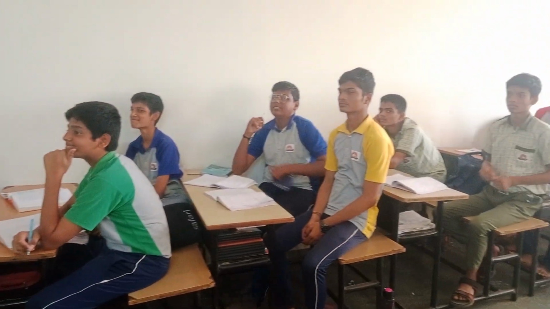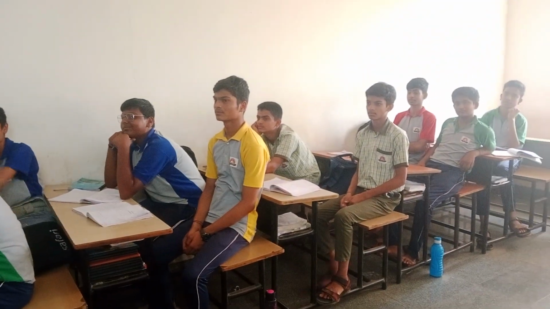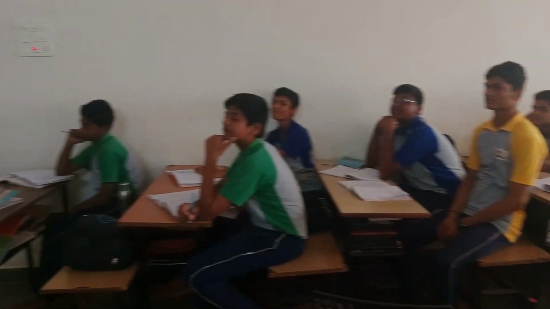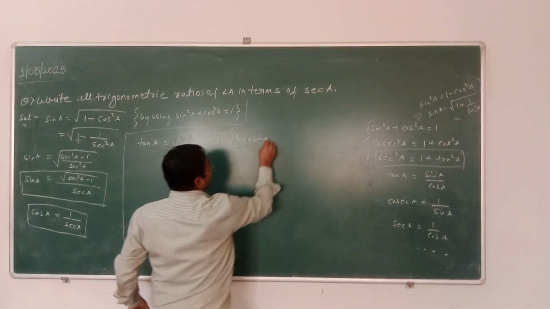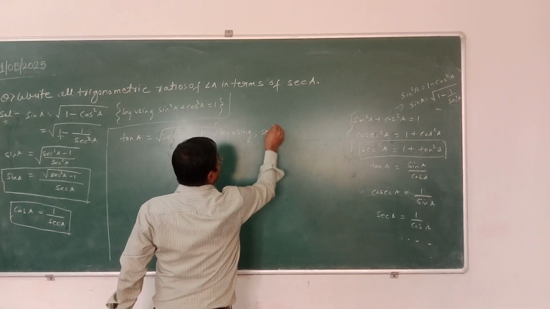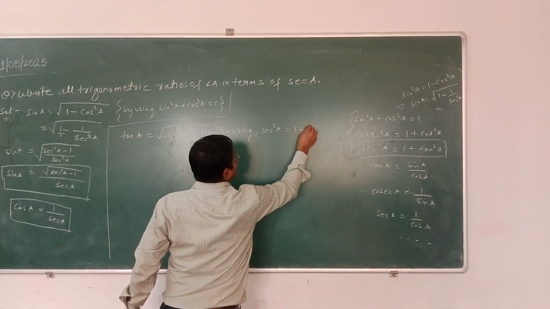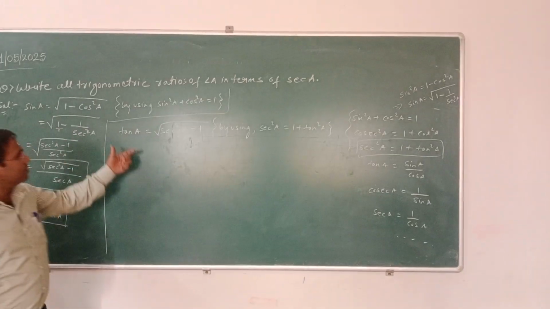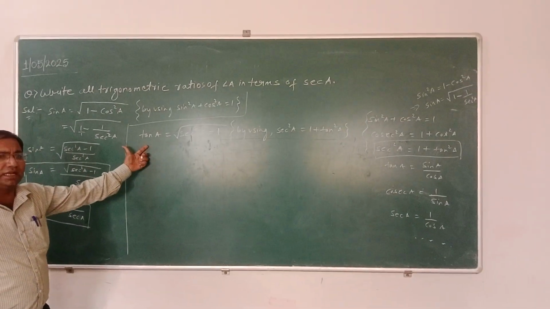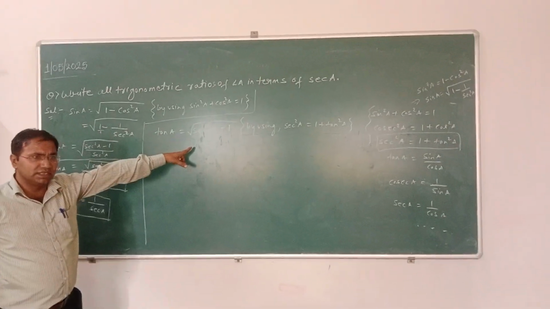tan A can be written as square root of sec square A minus 1. In brackets you will write, by using the identity sec square A is equal to 1 plus tan square A. In this way you can write tan A in terms of sec A.